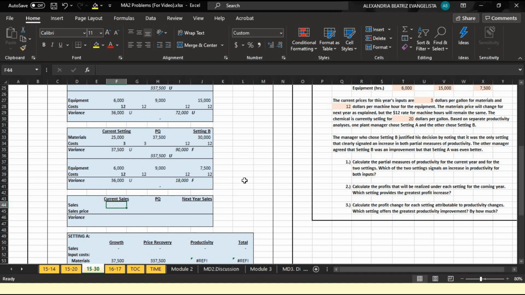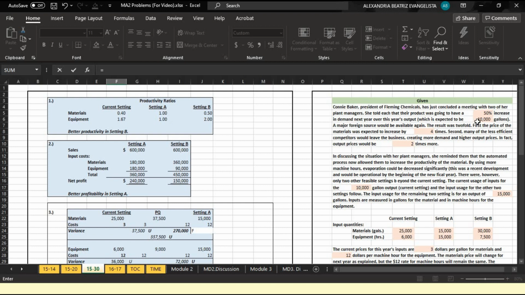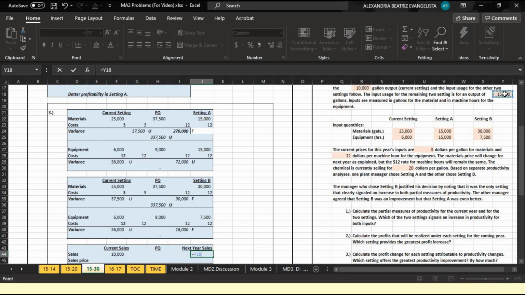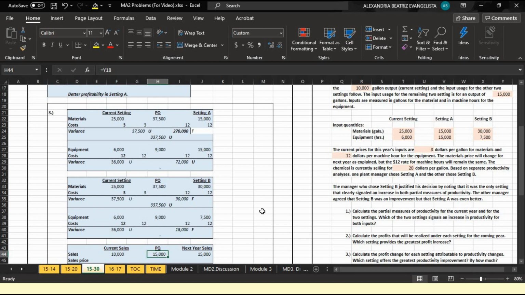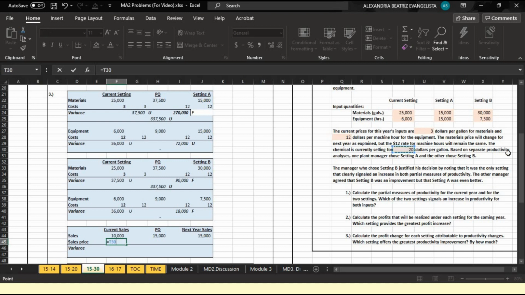variance for sales. So the current sales for the current settings, that is 10,000 gallons. And then for next year's sales, that is 15,000 gallons. And PQ, that is 15,000 gallons. We're just going to make use of the output for the next year, which is 15,000. And the sales price for the current settings, that is $20 per gallon.